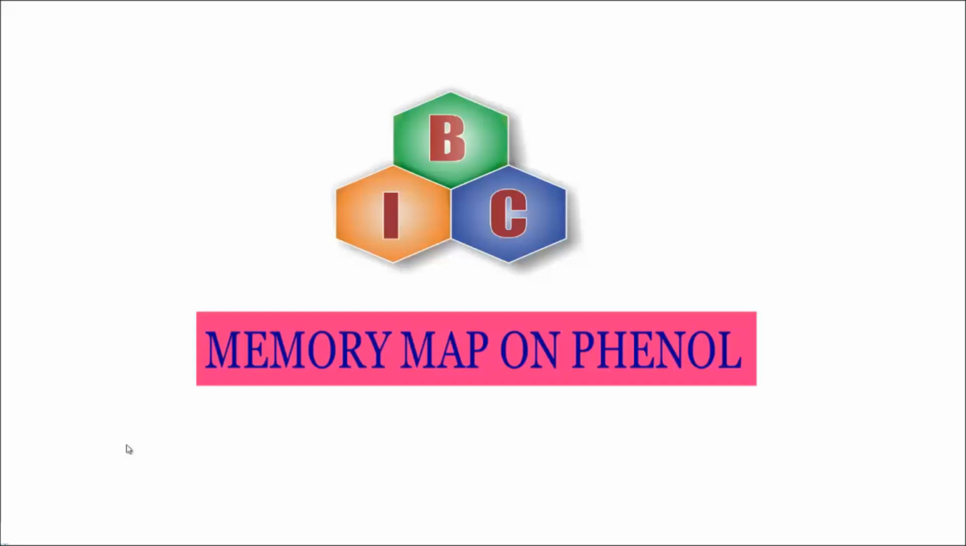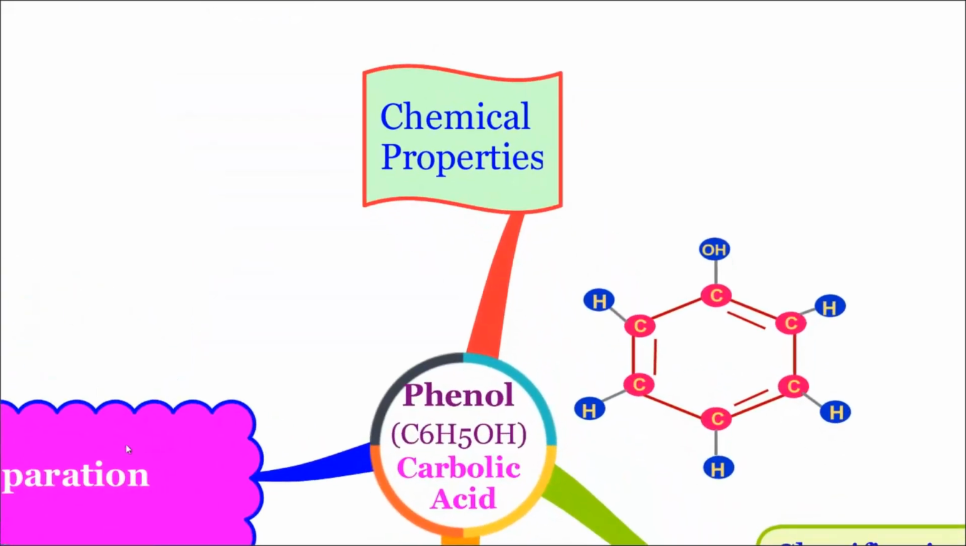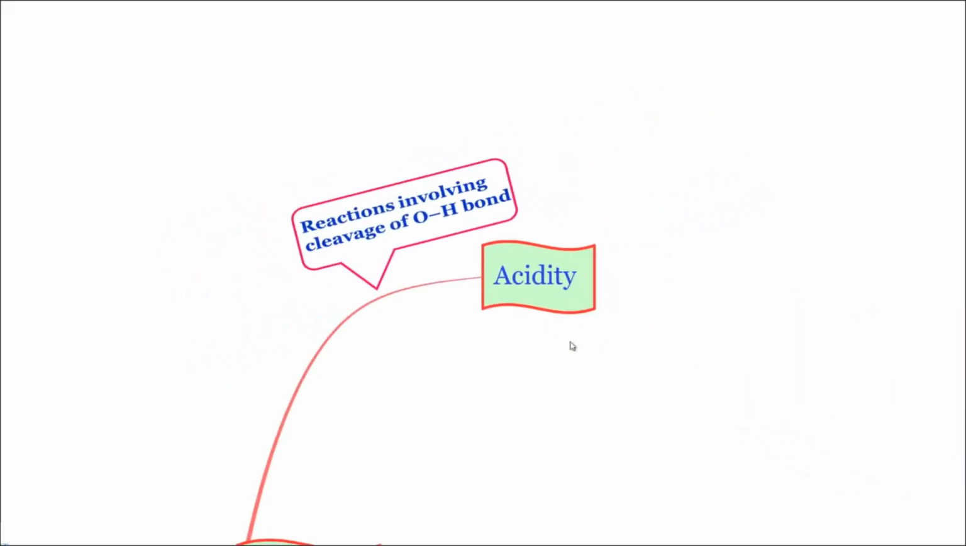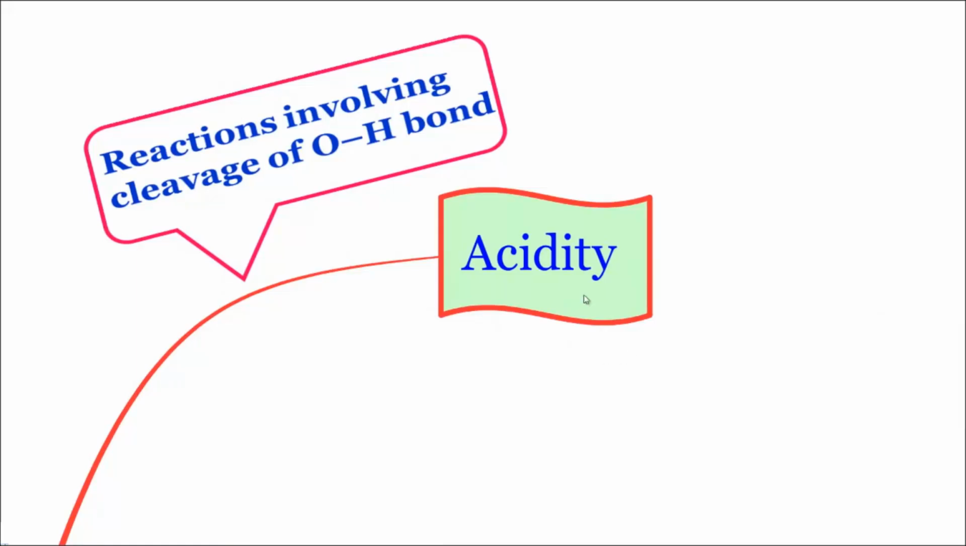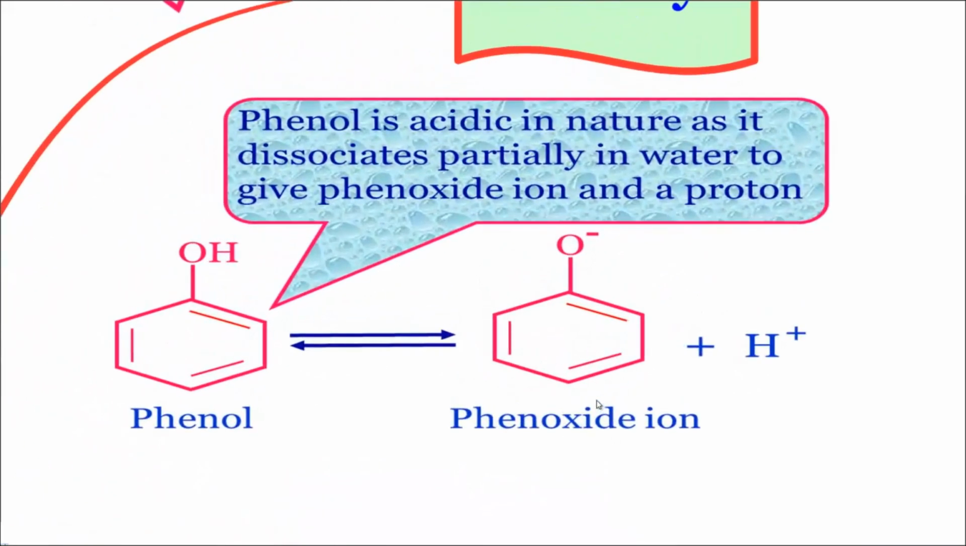Let us continue to understand the mind map on phenol from its chemical properties. The first chemical property that we are going to understand is the reactions involving cleavage, or the breakage, of the OH bond. Under that, the first property which is very important is the acidity of phenol. Let us understand why phenol is acidic in nature.